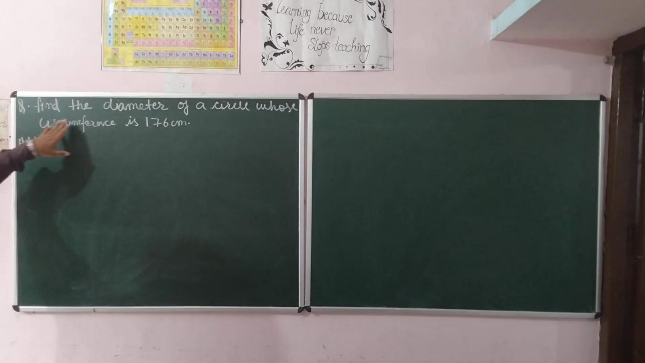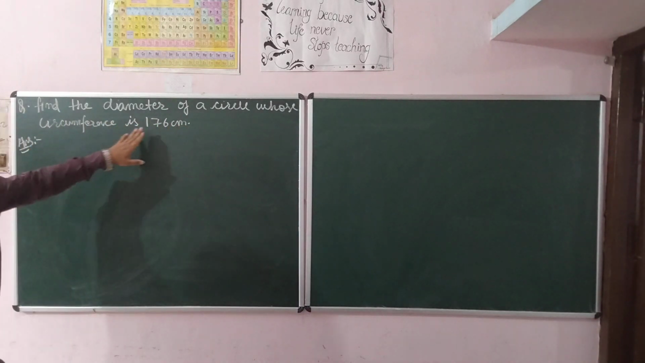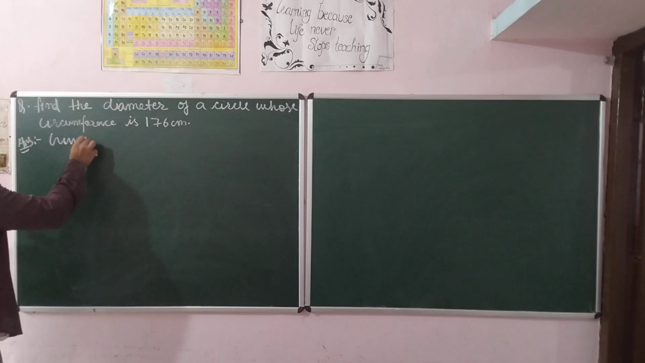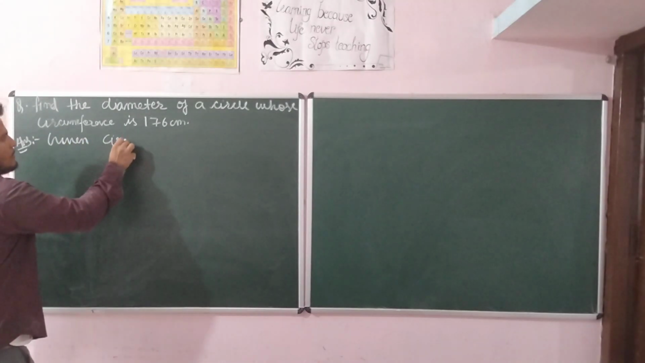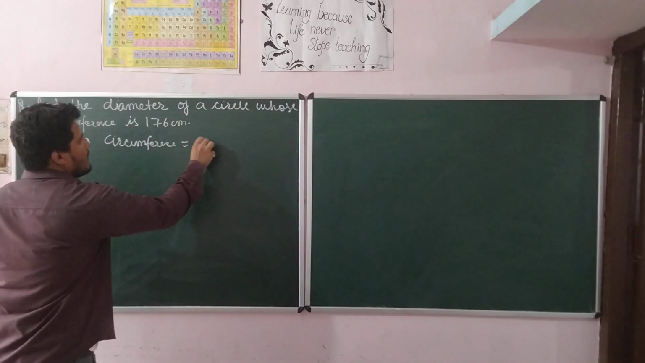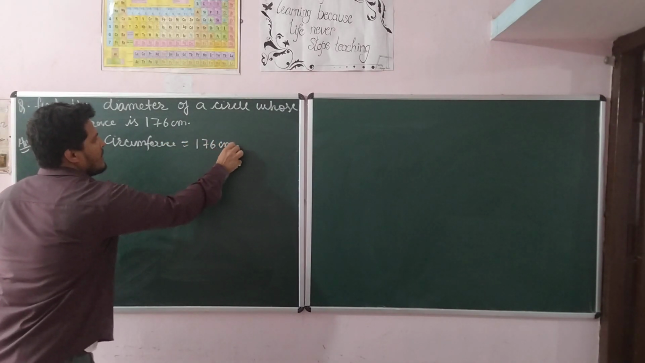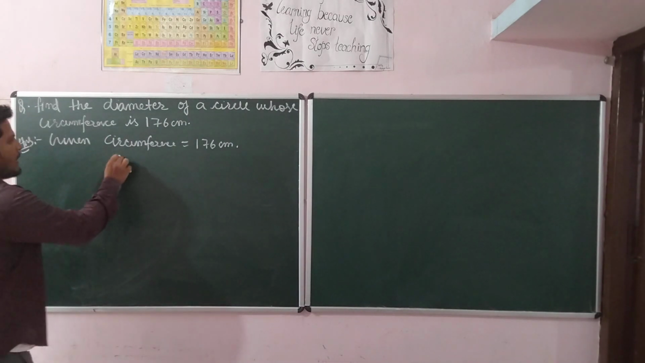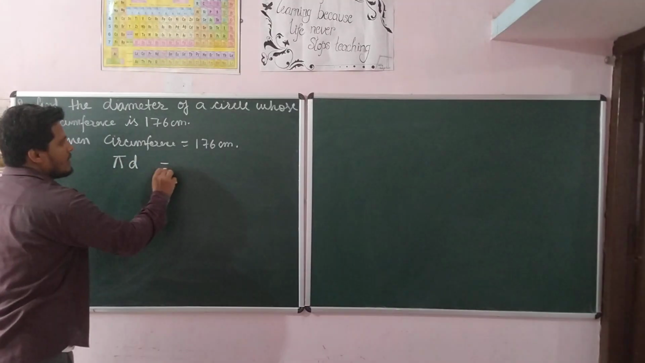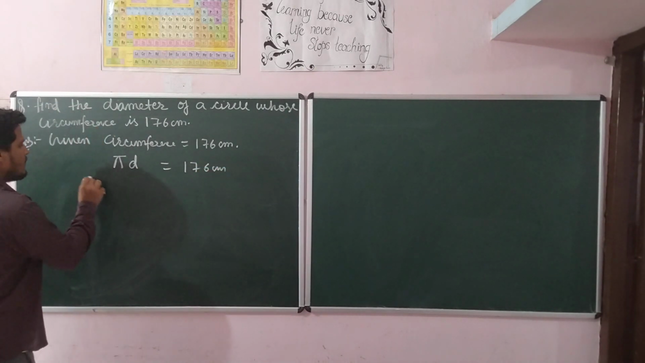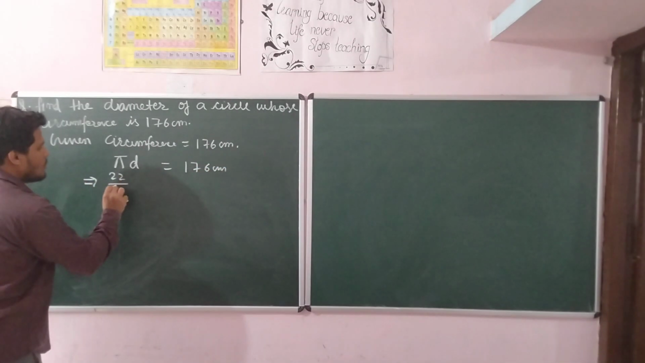Okay. Now find the diameter of a circle whose circumference is 176 centimeter. First of all, we have to write the given here. What is given? That is 176 centimeter. Okay. What is the formula for finding circumference? That is pi d, and that is equal to 176 centimeter. Now, what is the value of pi? That is 22 by 7.